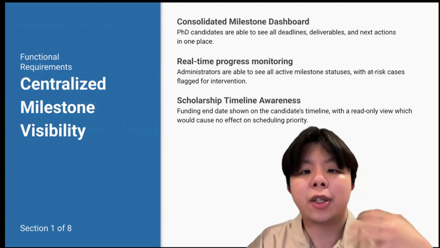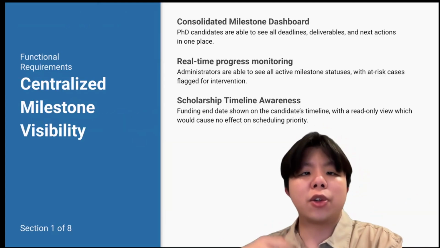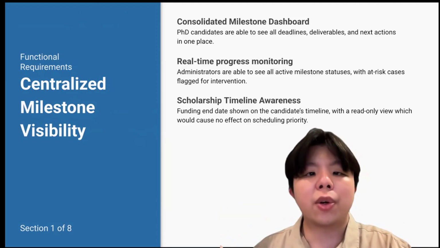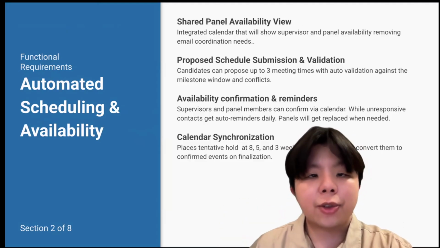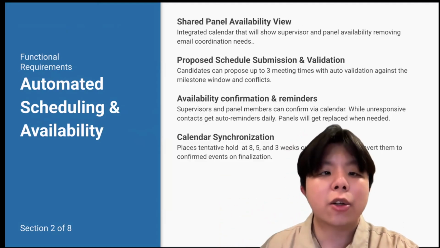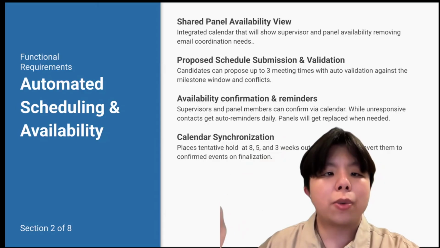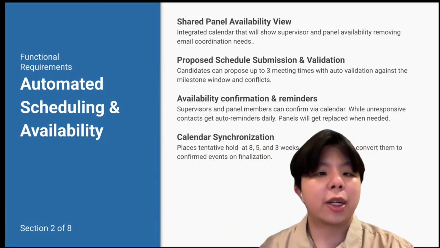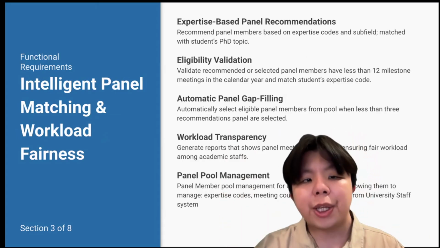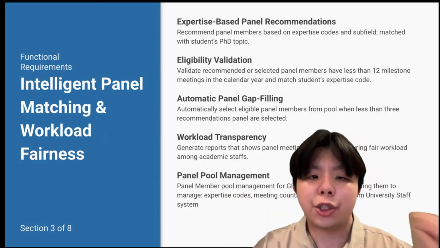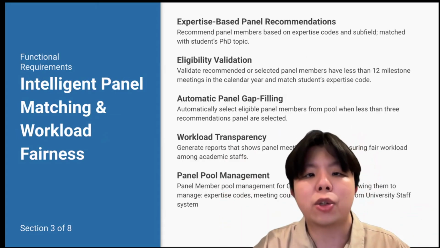So basically, we take all those pain points and create these functional requirements. The first one is centralized milestone traceability, which consolidates the milestone dashboard and progress monitoring, basically providing traceability to the users. We have automated scheduling, so now all the scheduling is shared across the panel. We have a proposal, we have calendar synchronization, so everything is now automatic. Intelligent panel matching: panel recommendations are given to the GRO as well as the supervisor. So no more manual work.